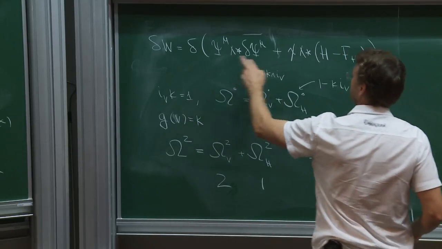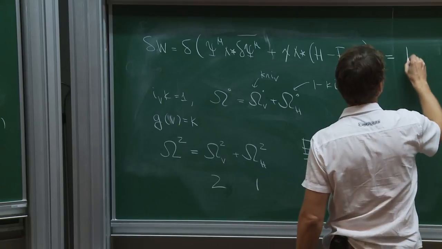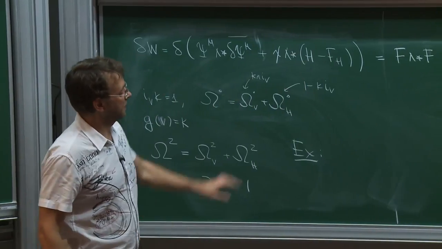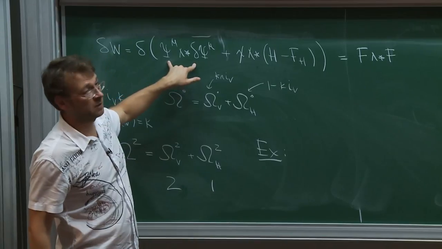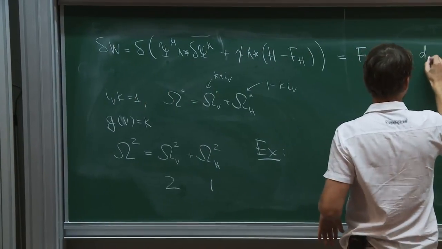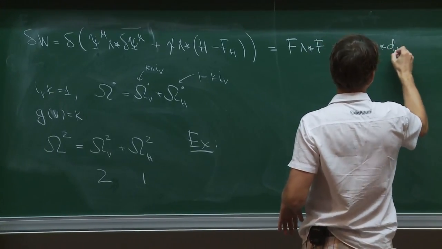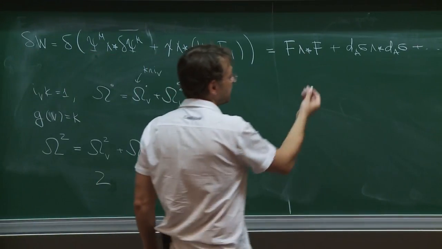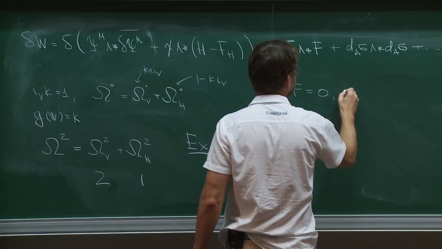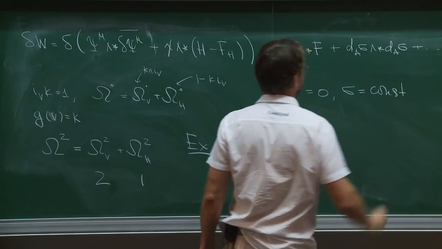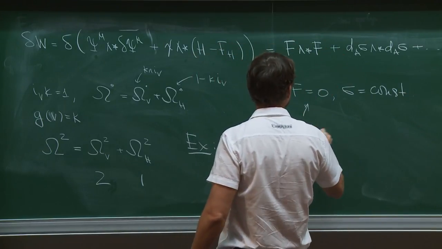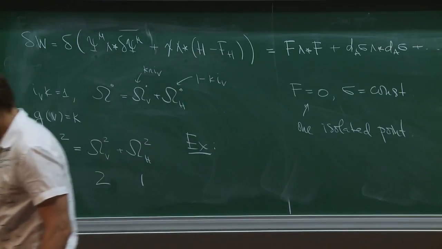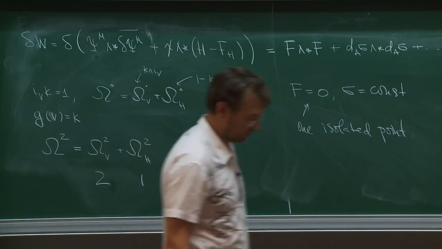So the whole catch here, if I start to write the things again, I'm looking at bosonic things and I combine, I will get F star F. Again, this term gives me F horizontal square, this term gives me F vertical square, plus dA sigma wedge star dA sigma, plus the stuff related to odd guys. So here my localization locus will be F equal to zero, sigma equal to constant. And this is just one isolated point, because the only flat connection on S3 is just the trivial connection.